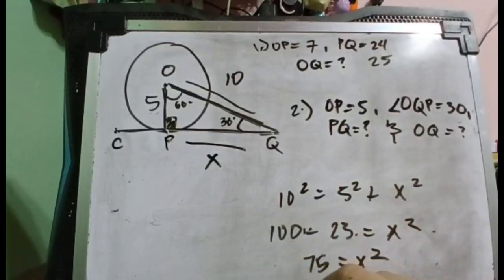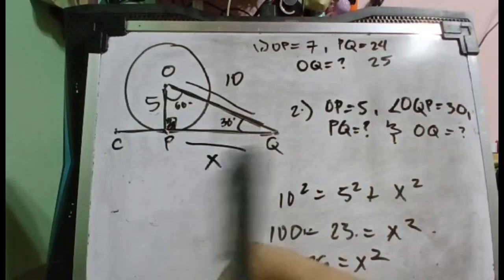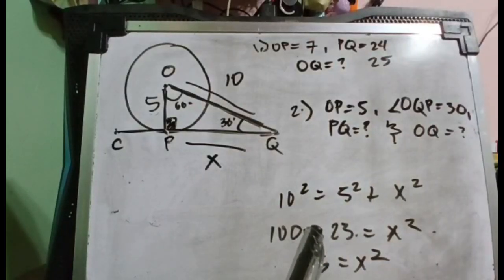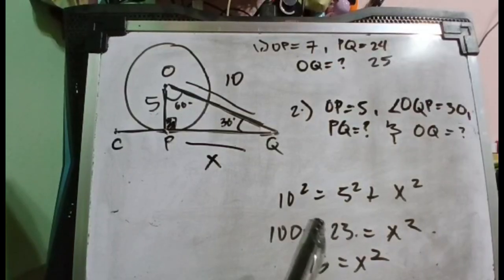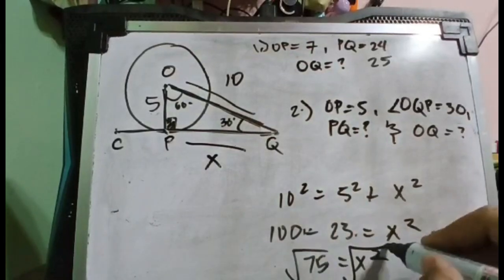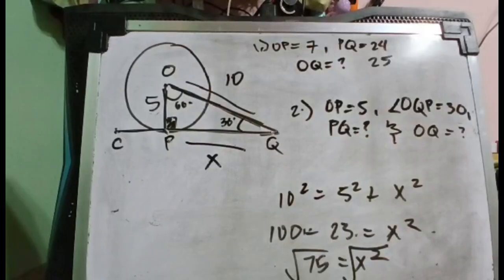So, we're going to find the square root of both. Wait, 100 minus 25 is ano? Yeah, 75 nga. So, we're going to find the x squared. So, square natin yan sila. So, hanap tayo ng dalawang factors. So, kapag minultiply natin ay magiging 75 and one of them has a square root.